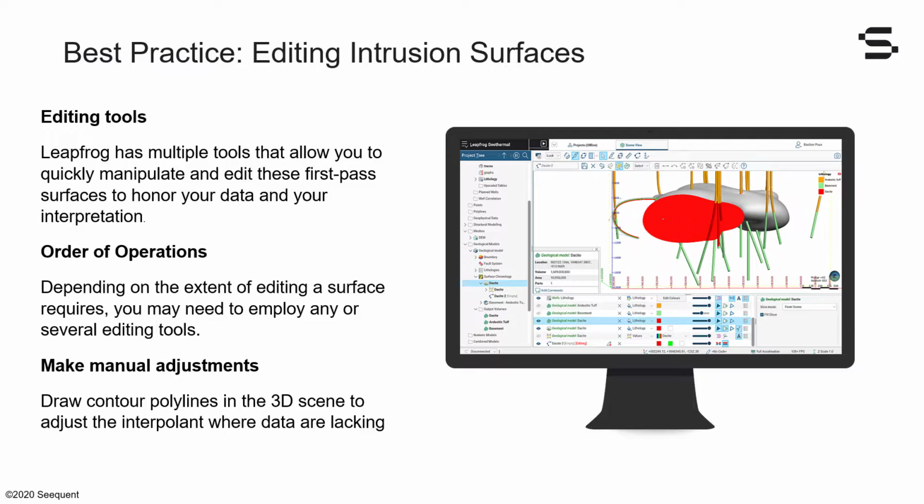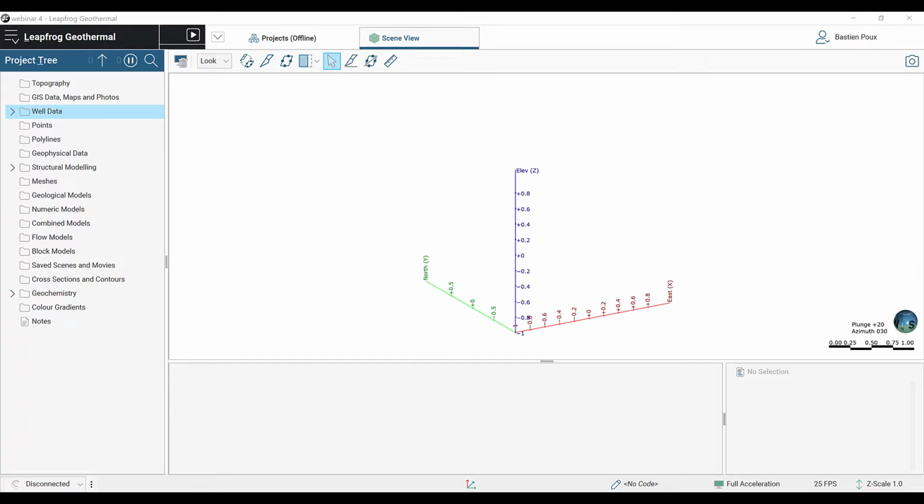Leapfrog has several tools that allow you to quickly manipulate and edit these first-pass surfaces to honor your data and your interpretations. Depending on the extent of editing a surface requires, you may need to employ any or all of these editing tools. For surfaces that may require manipulation from several editing tools, editing is most efficient if applied in a strategic order. In this video, we will recommend an editing order of operations. Depending on the issue you're having with your surface, the edits can be applied in a slightly different order, or certain editing options can be skipped altogether.